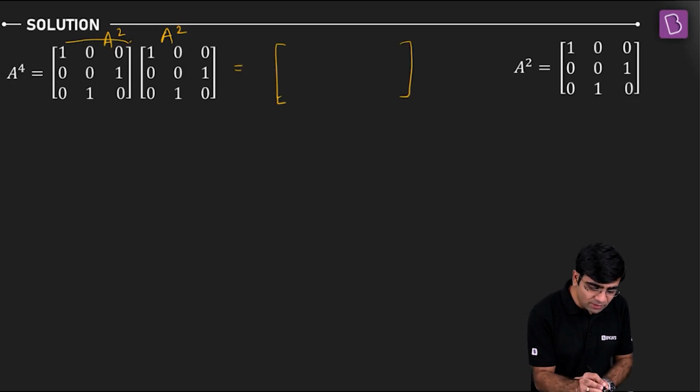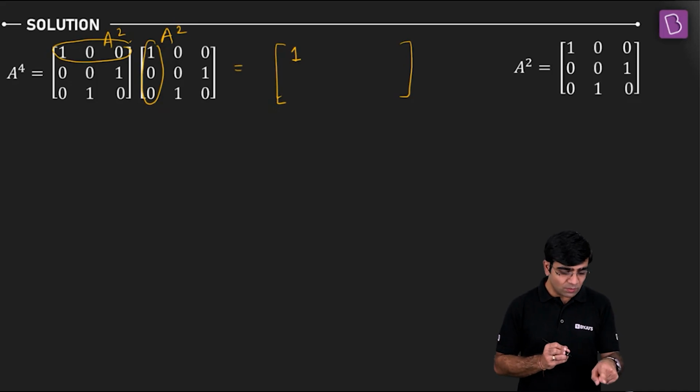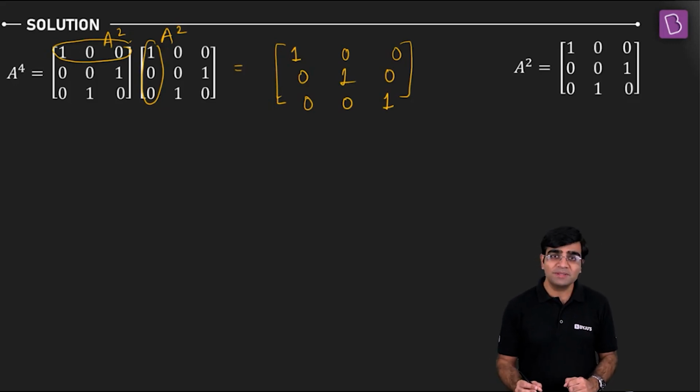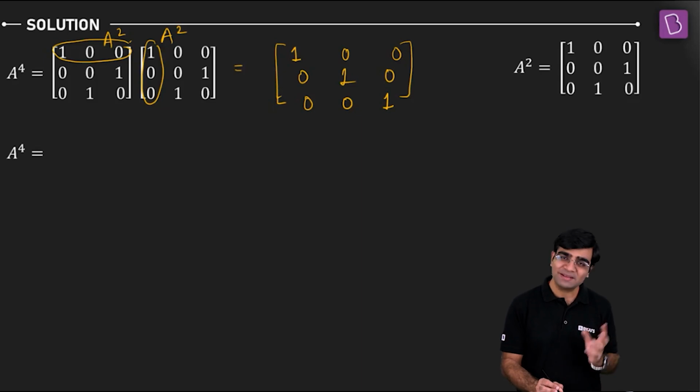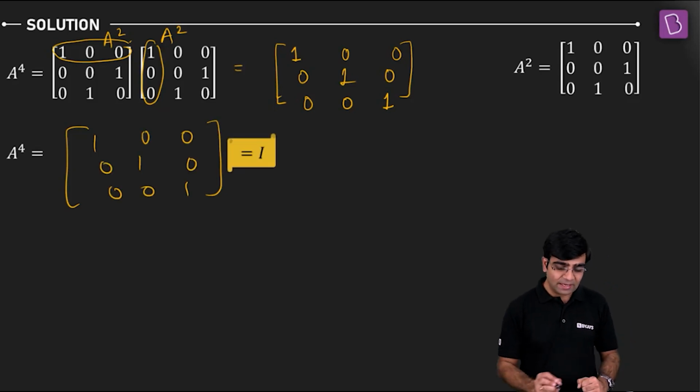Again, if I take up the row vector and I take up the column vector, so I got 1 into 1 plus 0, that is 1. Okay, then again 1, 0, 0 with 0, 0, 1, that gives me 0, 0. So when you find it out, it will actually turn out to be 0, 1, 0 and 0, 0, 1. Do you know this guy? Yeah, this is a very popular one. So I can say that my A raised to 4 is equal to 1, 0, 0, 0, 1, 0, 0, 0, 1, which is nothing but the identity matrix. So A raised to 4 becomes I.